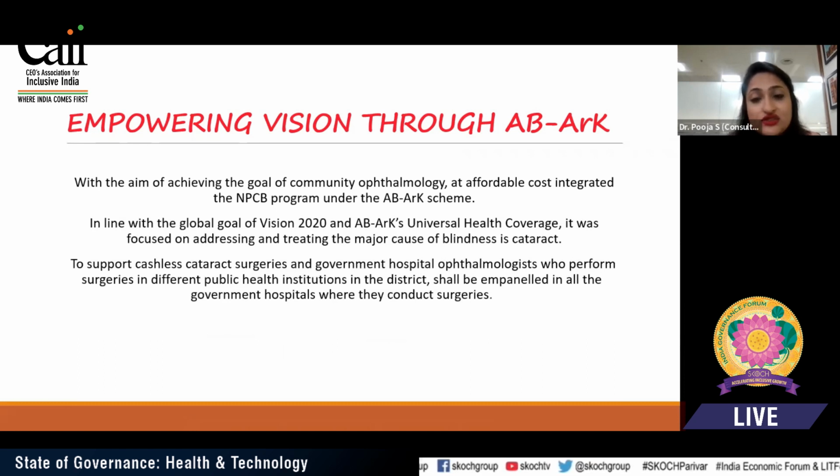All the cataract surgeries which are performed in government hospitals or any private empaneled hospitals would be cashless, and the performing doctor will get an incentive. Through this, we ensure that more surgeries are performed and the doctors are also getting an incentive. And since the patients are having a cashless surgery, they would definitely opt for it.